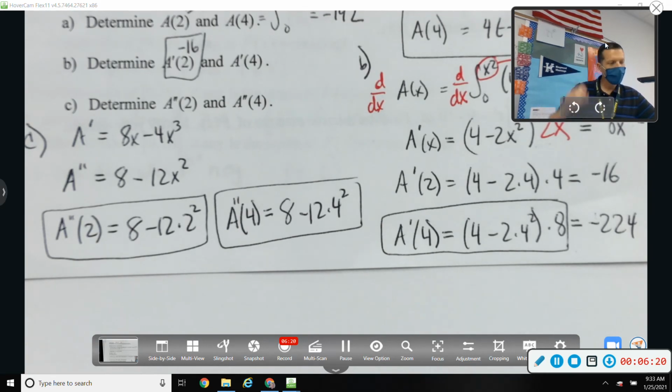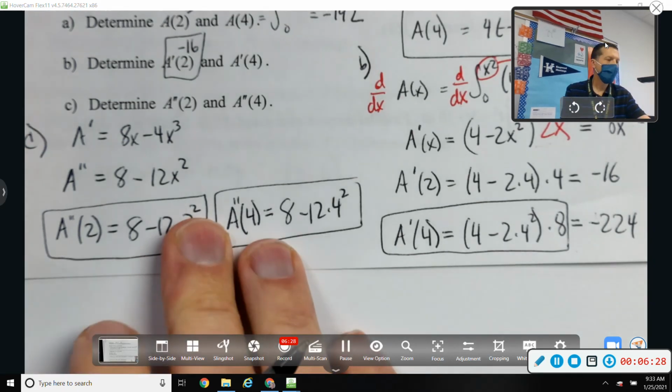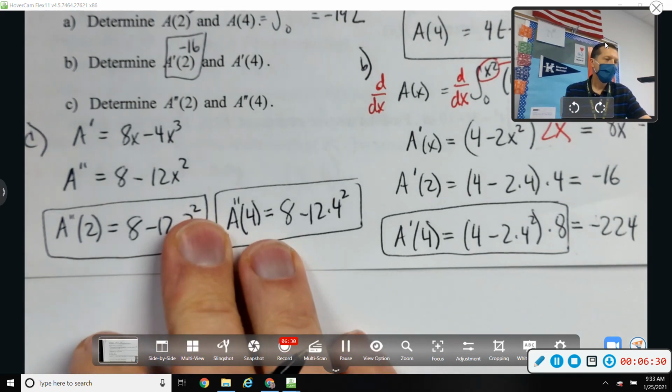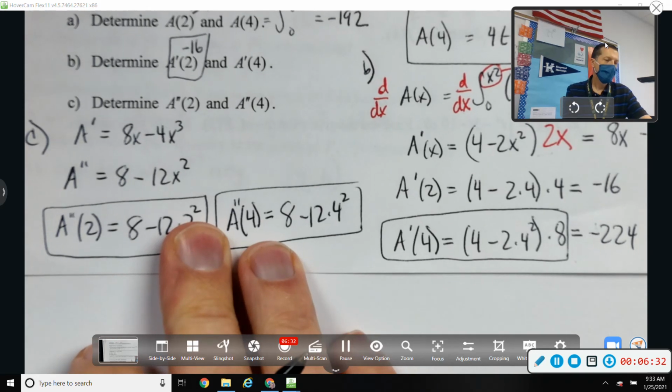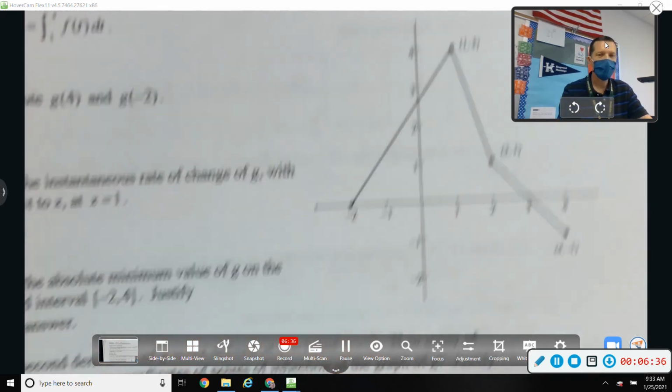Questions on that one or on other ones from that worksheet? Number 5. Yes, we can do number 5.